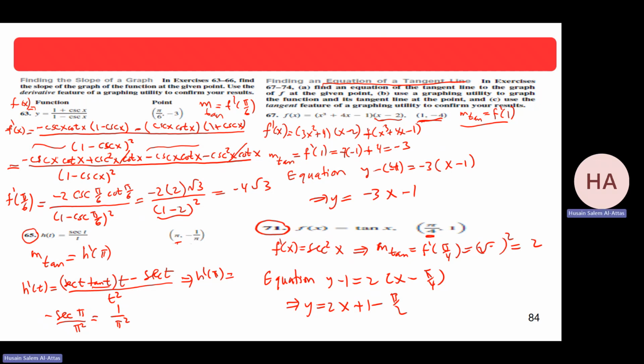The question asks to do the graph, do this, do that. I don't think we need to do this.